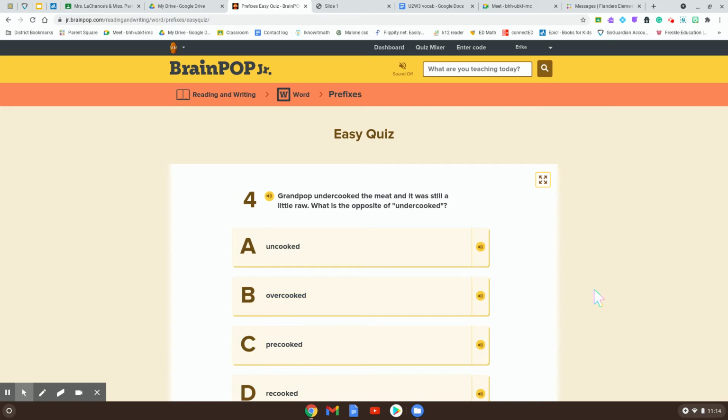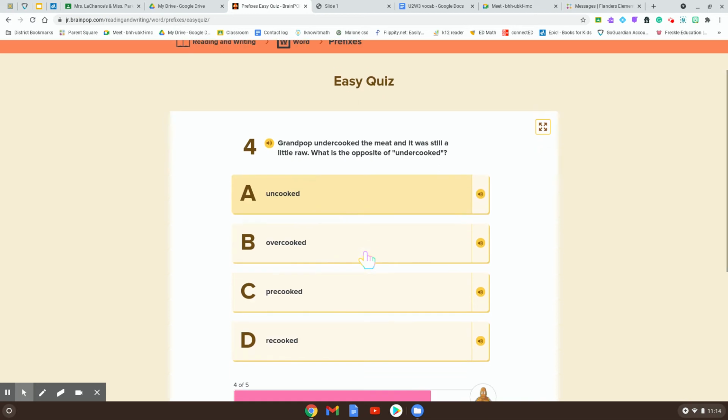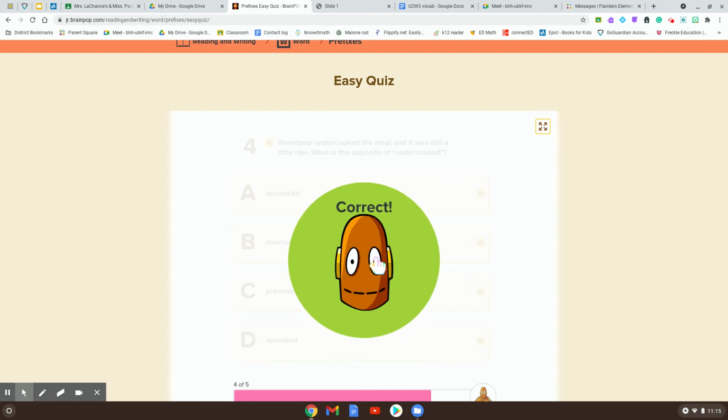Grandpop undercooked the meat and it was still a little raw. What is the opposite of undercooked? So we know what undercooked means. It means that it's not cooked enough. So what's the opposite of that? Uncooked, overcooked, pre-cooked, or recooked? Good job. The opposite of under is over. So it would be overcooked.